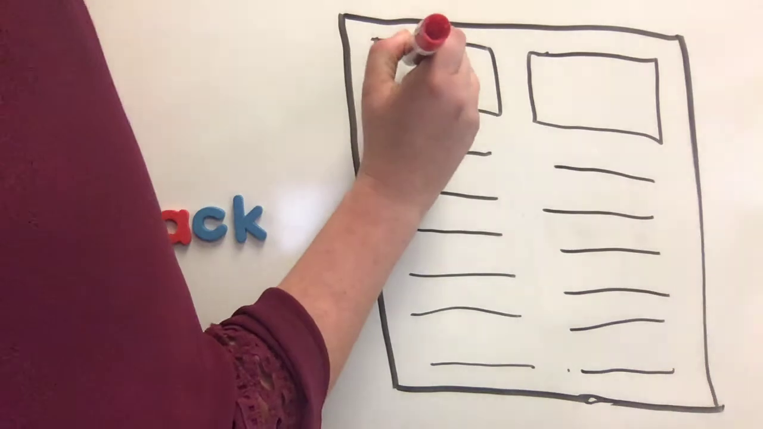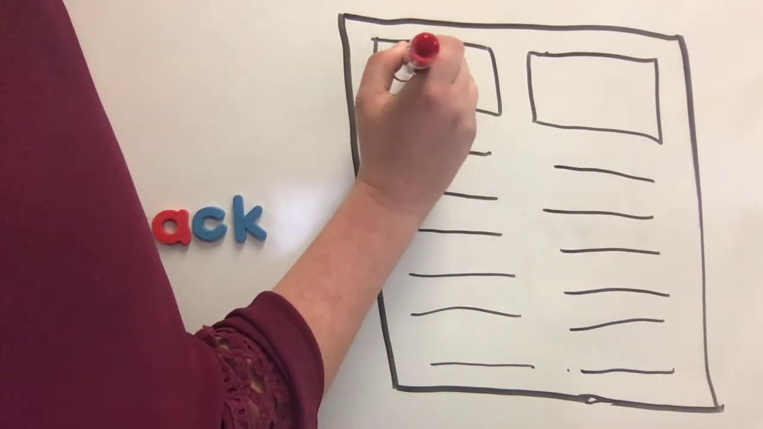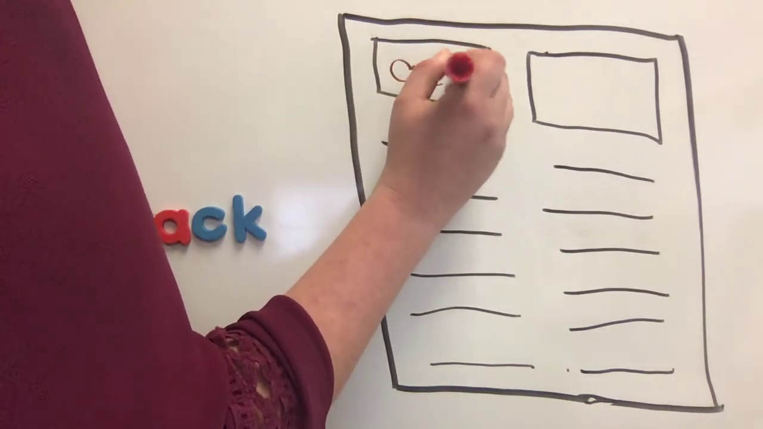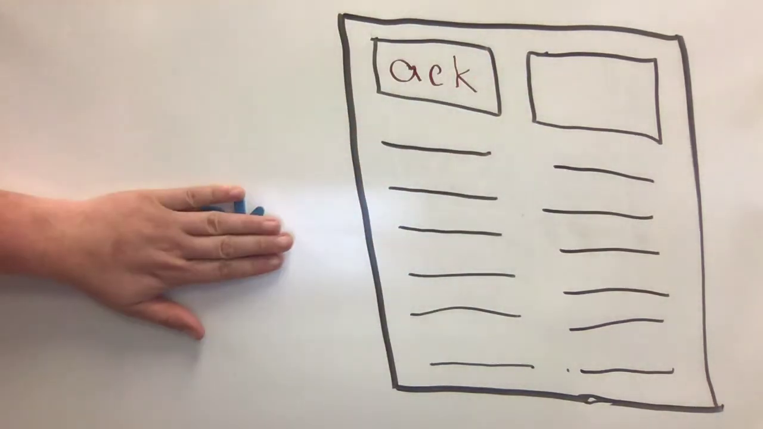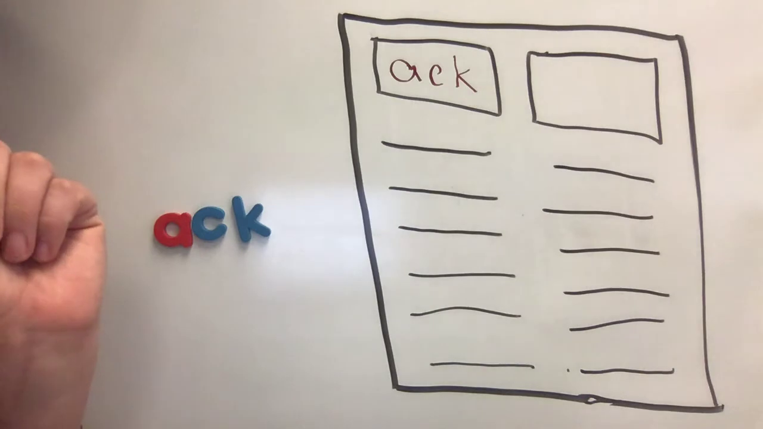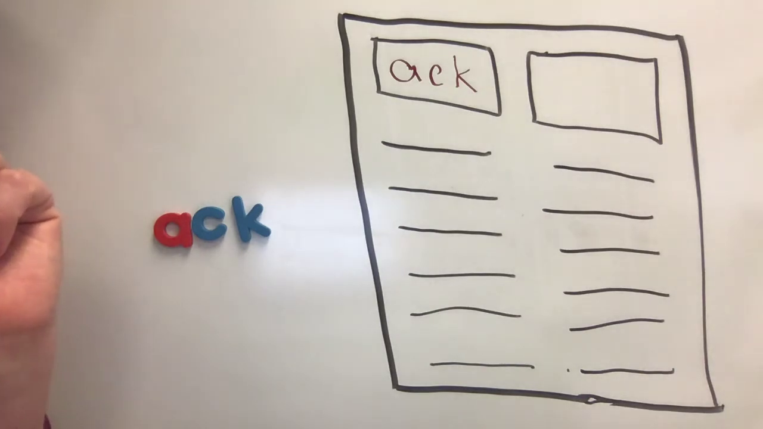You're going to trace the A and the C and the K on top with your pencil. When you're done getting your letters and tracing the ack on your paper, I want you to press play again. Go ahead, press pause.